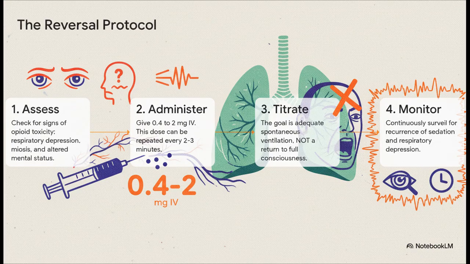First, you assess. You're looking for that classic triad. Their breathing is slow or stopped, they've got those pinpoint pupils, and they're not responsive. Check, check, check. Next, you administer the drug, usually 0.4 to 2 milligrams IV.